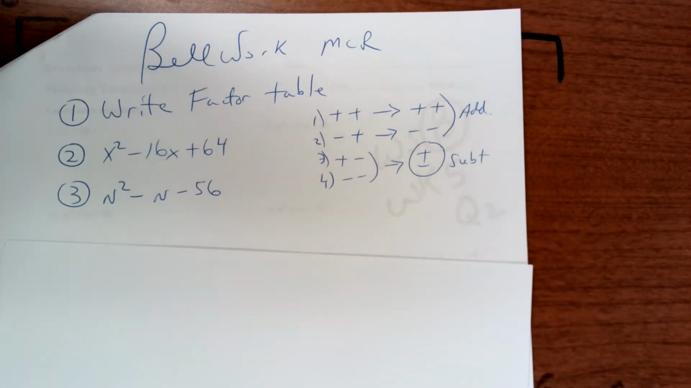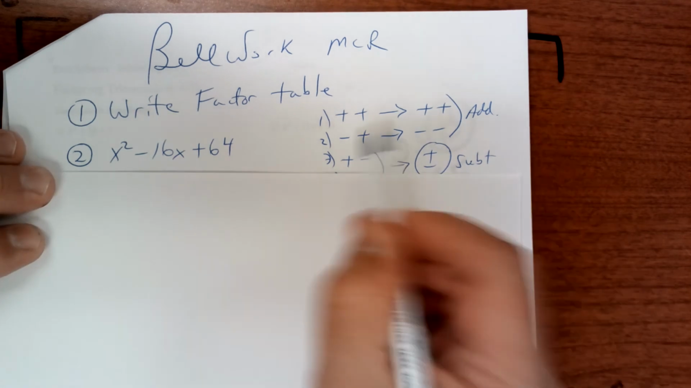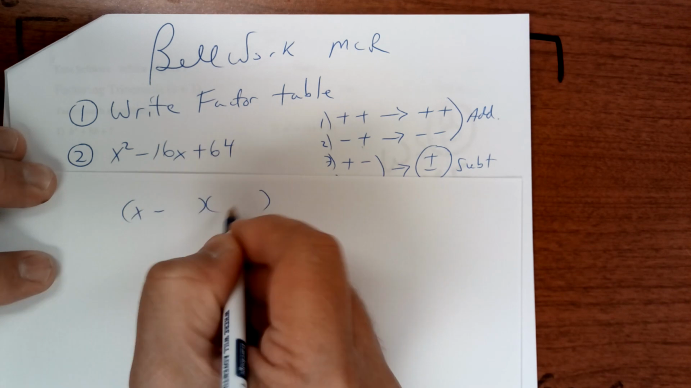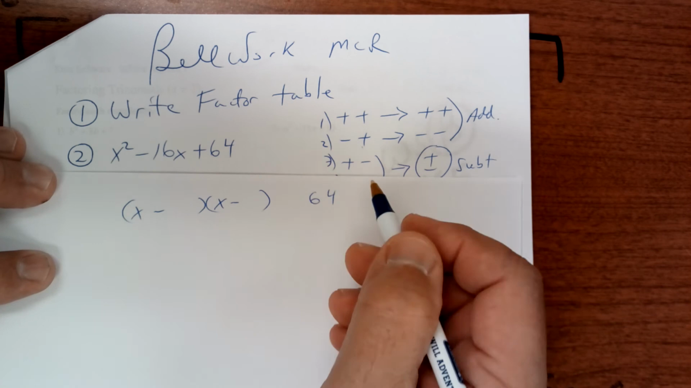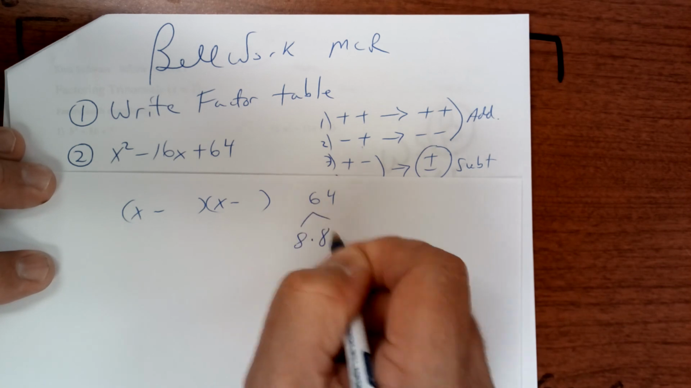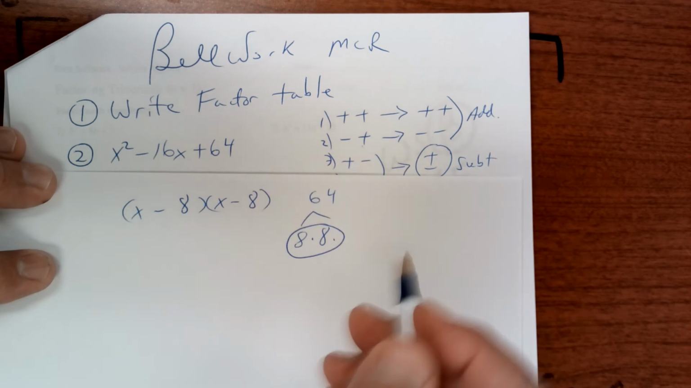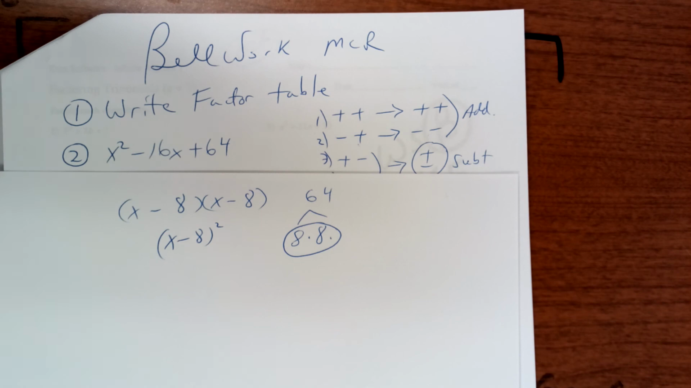This one right here, a negative and a positive is this one. So it's going to be 2 negatives. So put a negative and a negative. And take 64 and think of something. 8 times 8 is 64, and that adds to give me 16. So it's going to be 8 and 8. And you can rewrite this as x minus 8 quantity squared. That's actually called a perfect square trinomial.